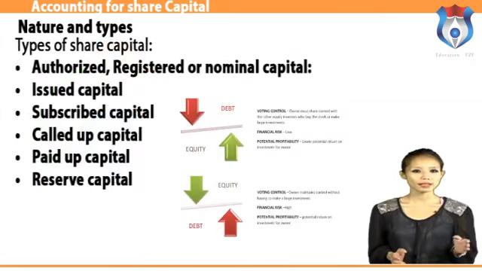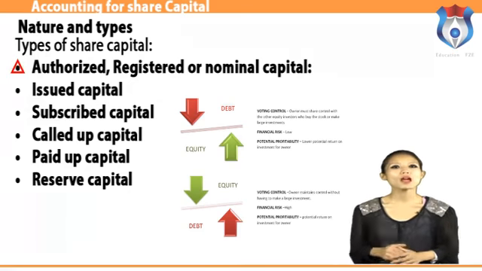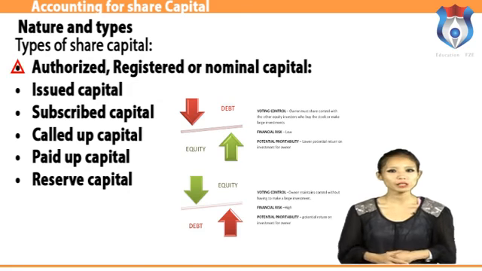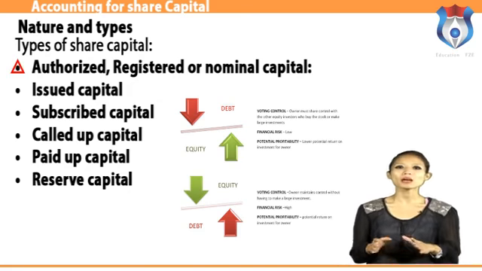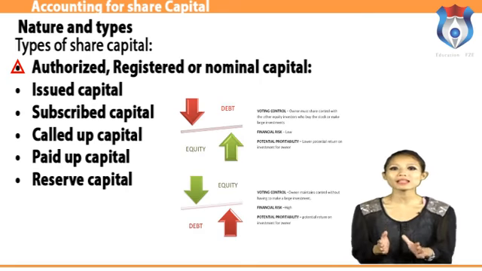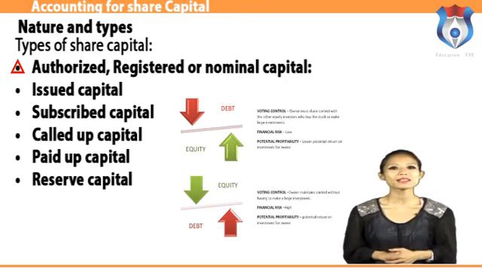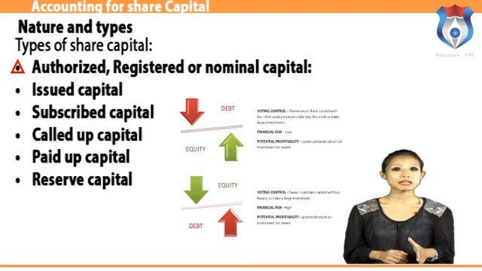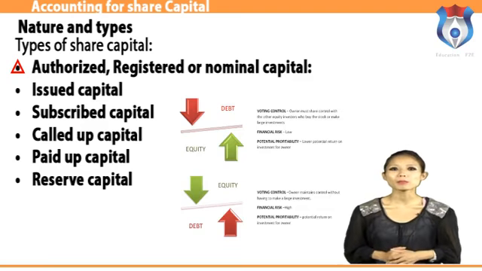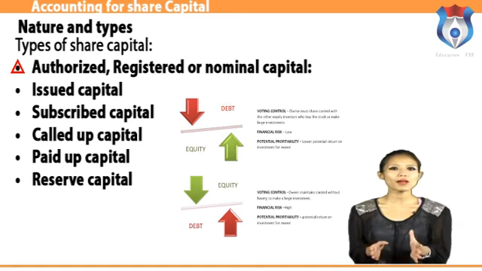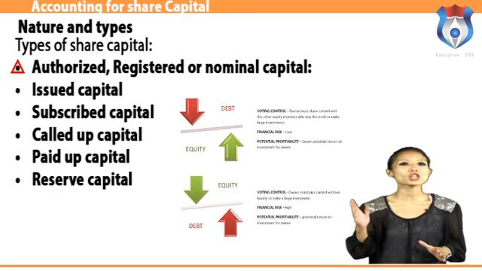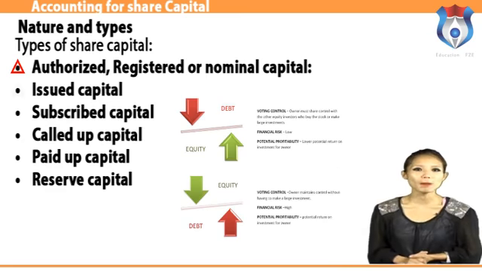Types of share capital. Authorized, registered or nominal capital: the maximum amount of share capital that the company is authorized by its constitutional documents to issue, or allocate to shareholders. Part of the authorized capital can and frequently does remain unissued. This number can be changed by the shareholders' approval. The part of the authorized capital which has been issued to shareholders is referred to as the issued share capital of the company.